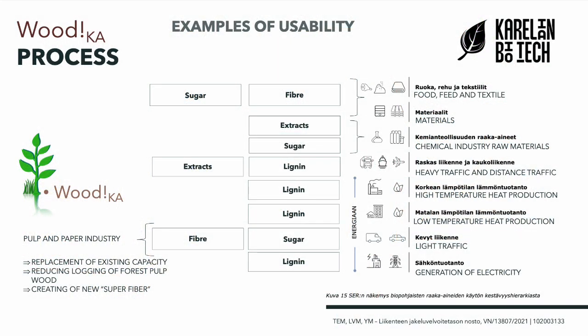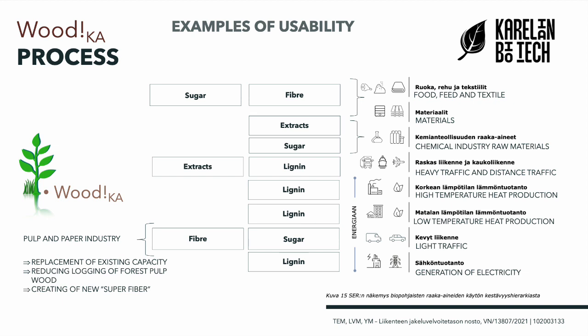Examples of usability. Here can be seen the different base elements, a rough usability chart. On the right side are the main industrial sectors like food, feed and textile, chemical industry, heat and electricity production, light and heavy traffic. This chart describes the different elements' usability in different sectors.